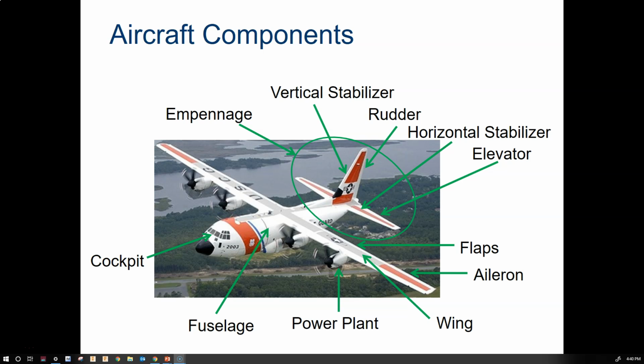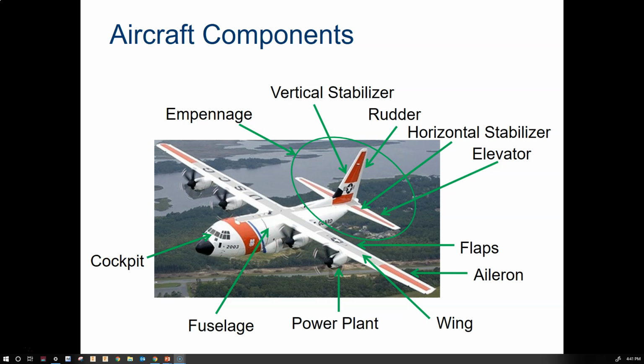Let's take a look at another example. Here we can see the U.S. Coast Guard airplane. Its cockpit has been labeled, and behind that is the fuselage. You even have wings that are attached, just like the general aviation one, in a high wing configuration. We also have power plants. In this case, there's 4 of them. They're located in an underwing mounted position.